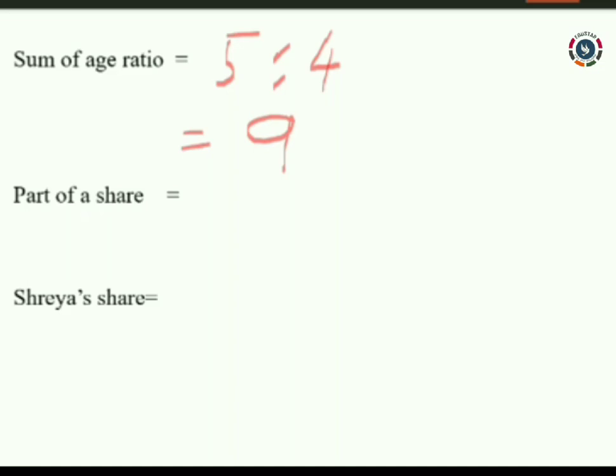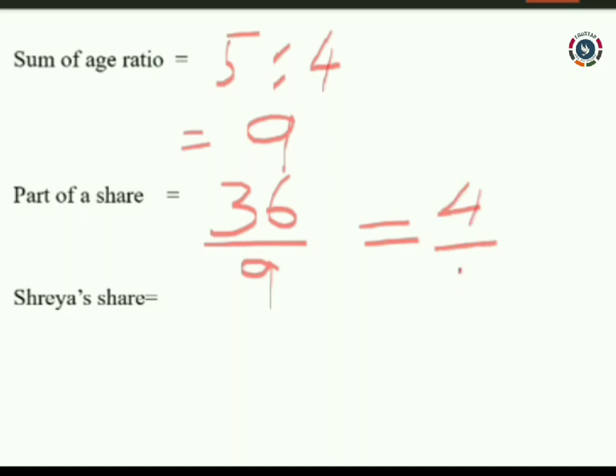Next, you have to find the part of your share. In total, how many rupees are you having? 36 rupees. You are going to divide into 9 parts, right? So, if you divide 36 by 9, both are divisible by 9. You will get 4 by 1, which is equal to 4. You have to divide the 36. The part of your share is 4, right?